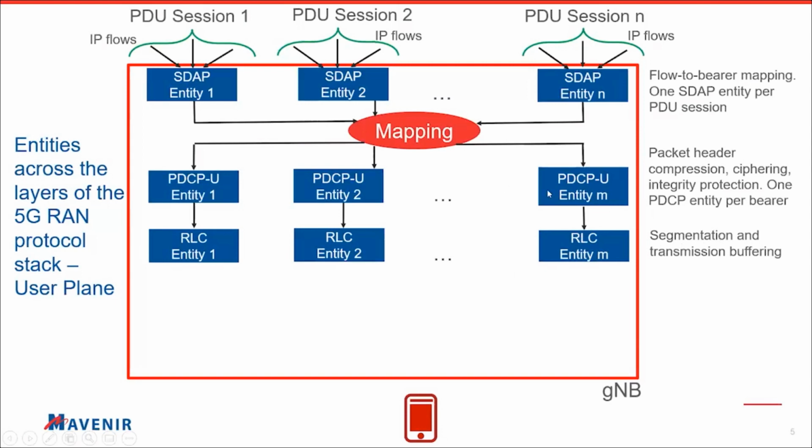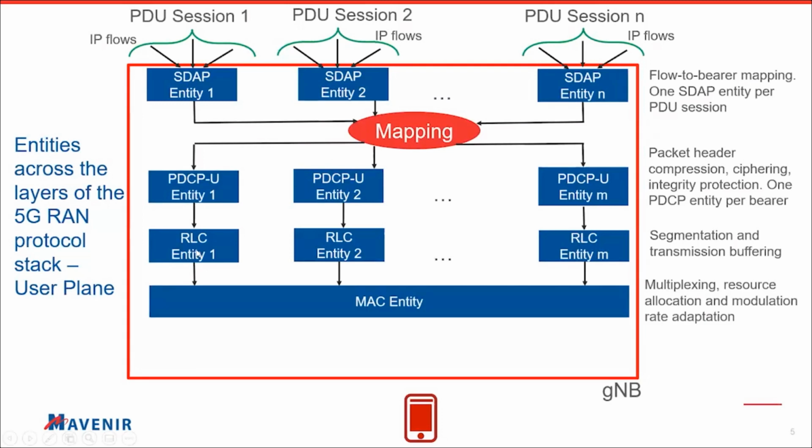And as we saw previously, there is one PDCP entity per radio bearer. So if there are M radio bearers for a user, there's going to be one PDCP entity per radio bearer. And similarly, there is one RLC entity per radio bearer. RLC is responsible for segmentation, transmission, buffering, etc. And PDUs from all these RLC entities get multiplexed onto one MAC entity.